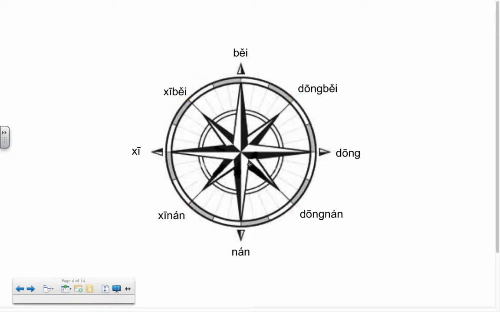So it's you put dong or xi always first. This is going to be xibei. This is going to be dongbei. This is going to be xinan. This is going to be dongnan. Okay? And just make sure you have those on your notes. We did this last year, but I just want to go over them quick because we're going to use them right now.